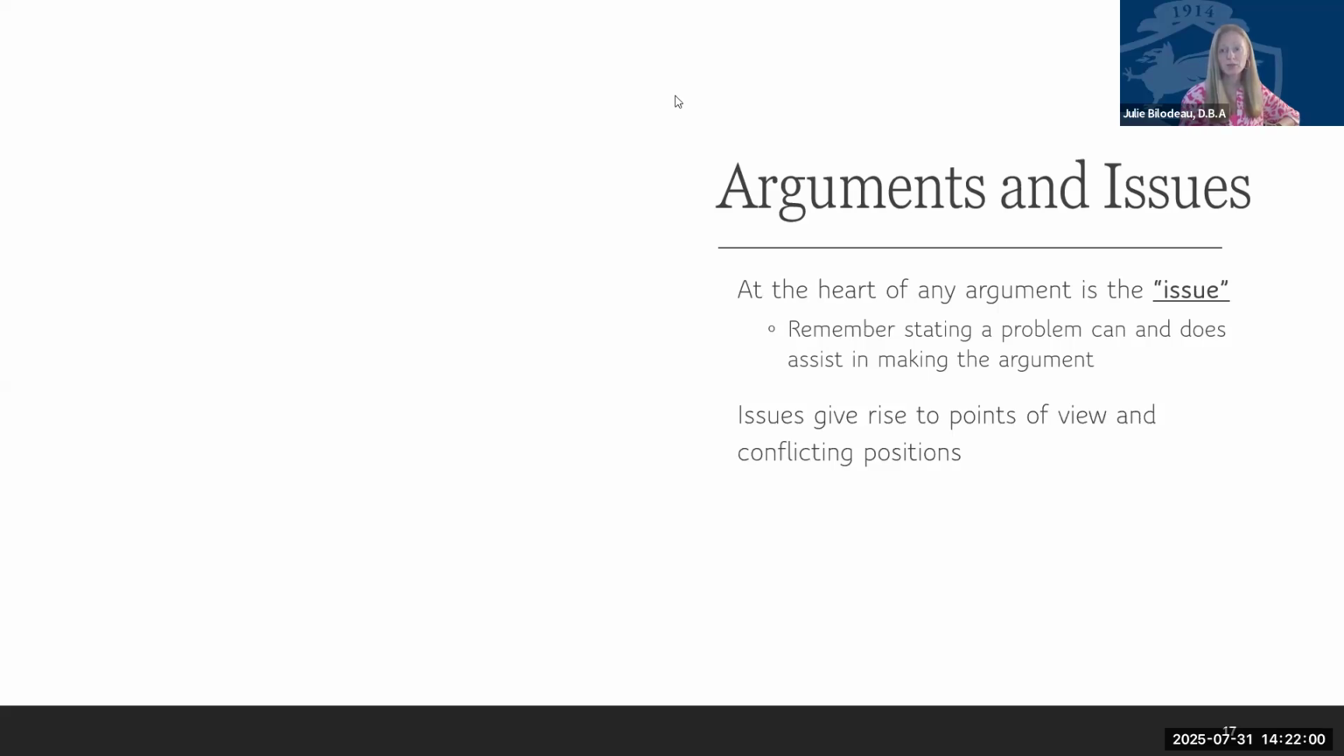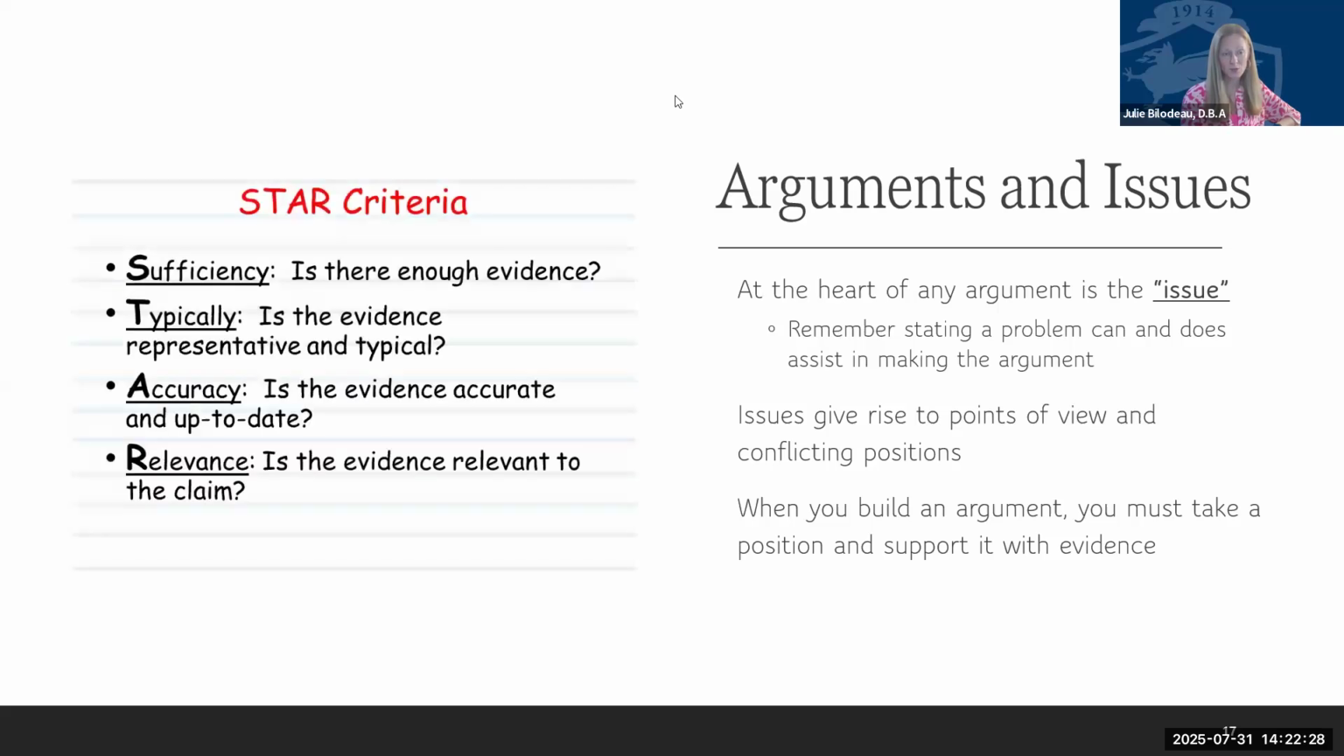Issues give rise to points of view and conflicting positions. So this is where I was explaining that you may find literature on both sides. And maybe you don't agree with one side or the other, but that doesn't mean you just exclude it from your literature review, right? You have to acknowledge that it is out there. All right, when you build an argument, you must take a position and support it with evidence. So while you have your position and you're supporting that, again, if there is a counter argument, you want to be able to show that as well.